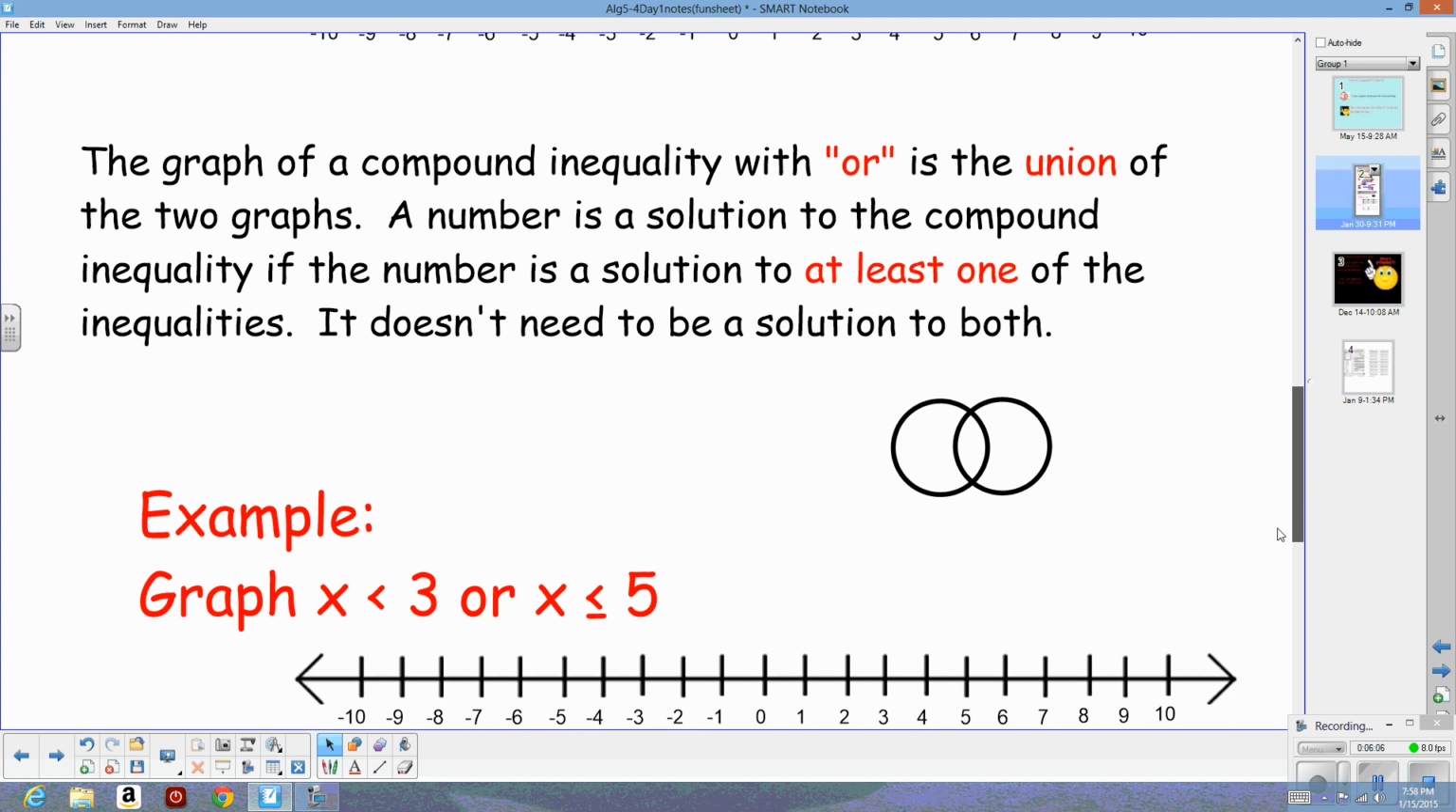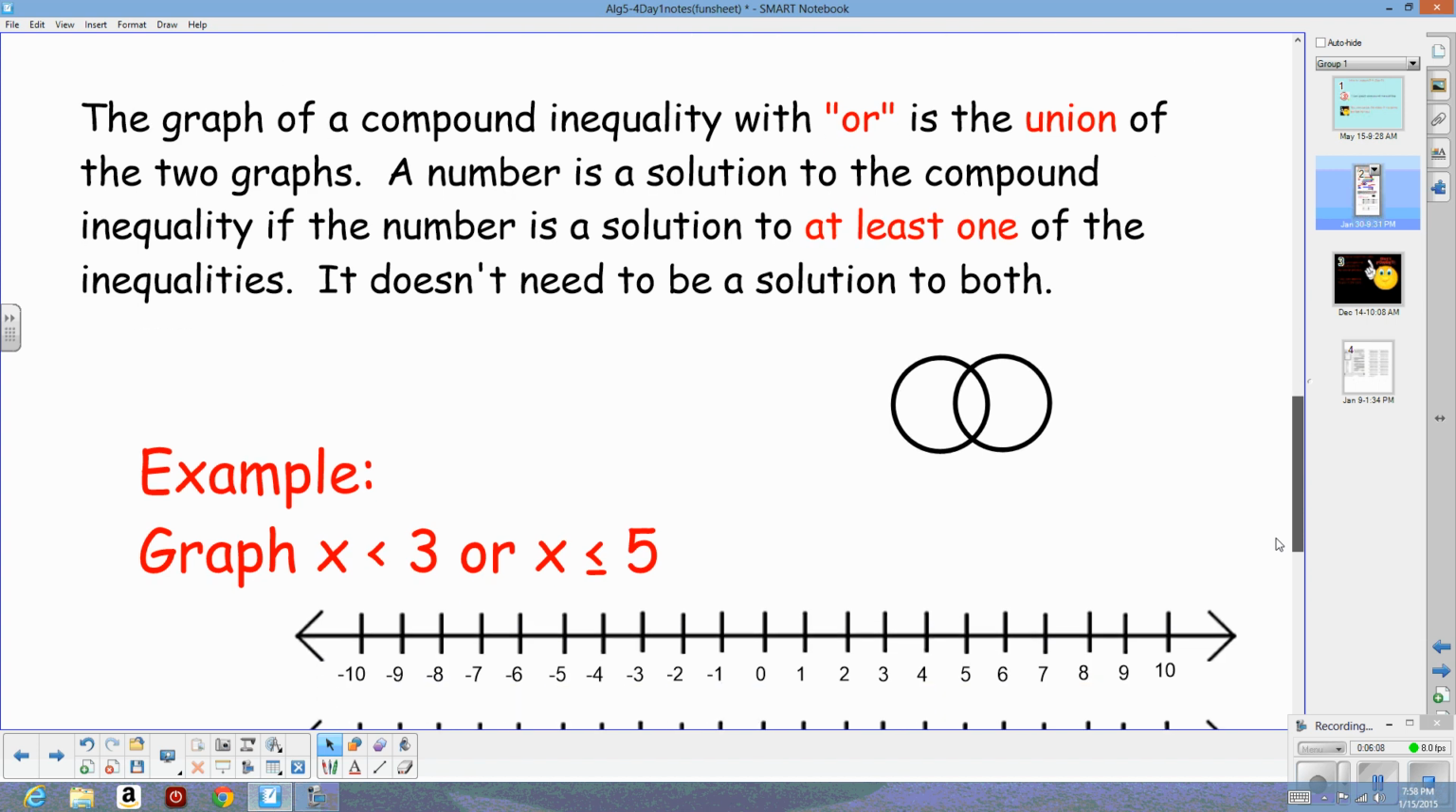The second type of compound inequality is with the word or. The graph of a compound inequality with or is the union of the two graphs. A number is a solution to the compound inequality if the number is a solution to at least one of the inequalities. It doesn't need to be a solution to both.